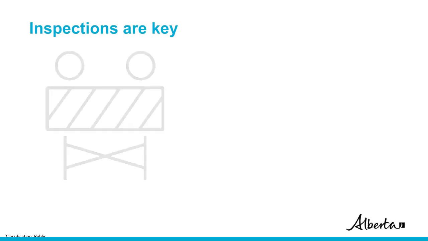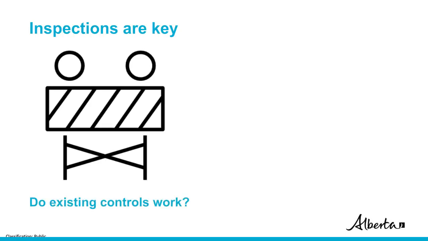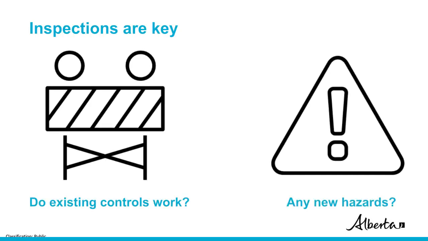Inspections are a key part of a functional internal responsibility system and can give you key information about your hazard assessments. For instance, by checking if existing controls work or that new hazards haven't been introduced to your worksite since your last hazard assessment was done.